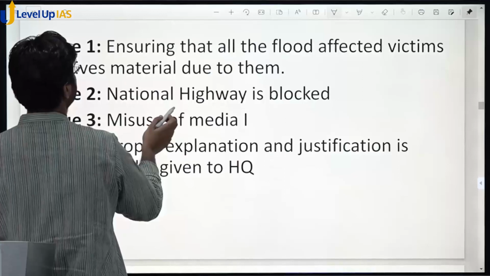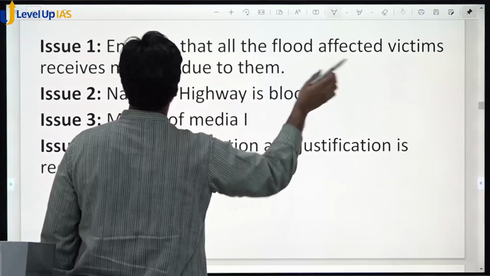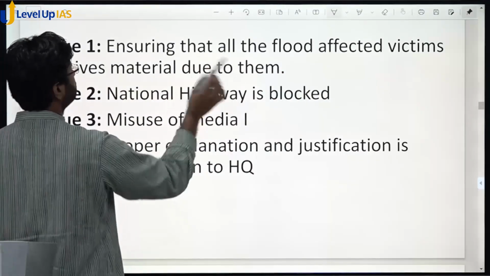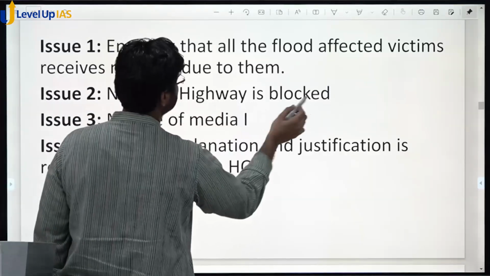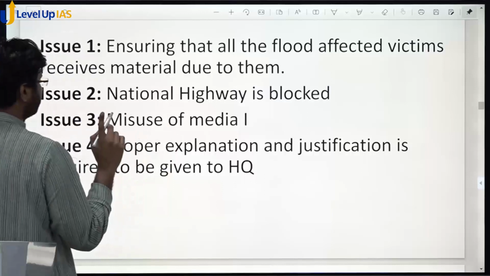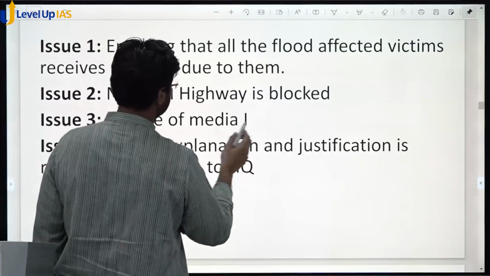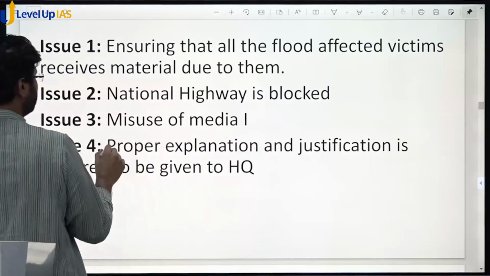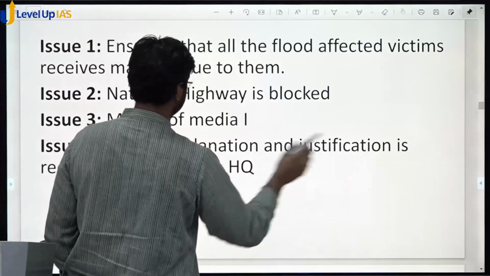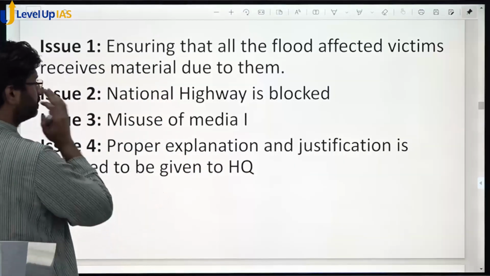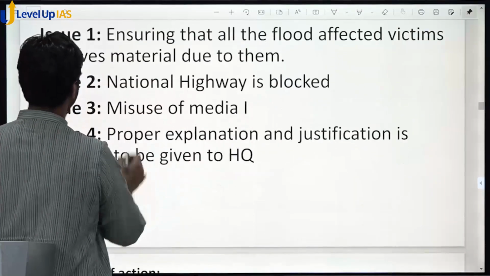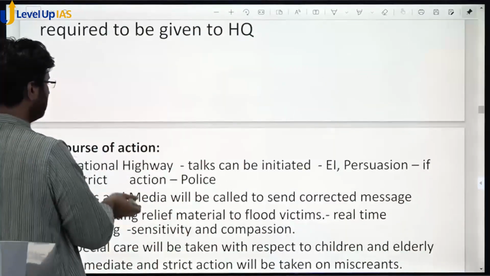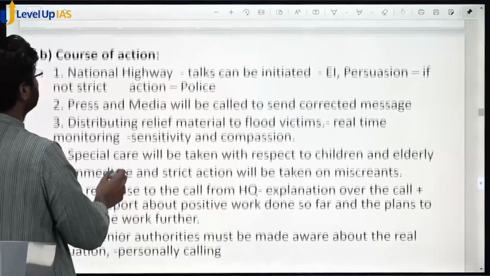So issue number 1, ensuring that all the flood affected victims receive material due to them. Second, national highway is blocked, that is the issue in front of me. Misuse of media, that is the issue in front of me. Improper implementation and justifications is required to be given to headquarter. तो ये challenges हैं 4, उसके corresponding 4 issues हैं। ये 5 भी हो सकते हैं अगर you can think of it, no issues at all.